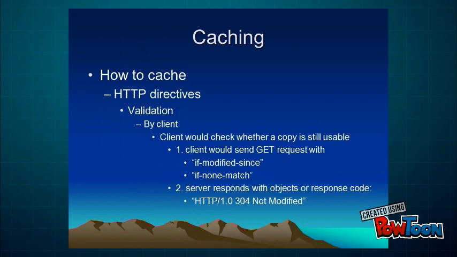In validation process, client would check whether a copy is still usable. It would send a GET request with commands like if-modified-since, if-none-match, and wait for response from server. If the object is not validated, server would respond with the whole object.